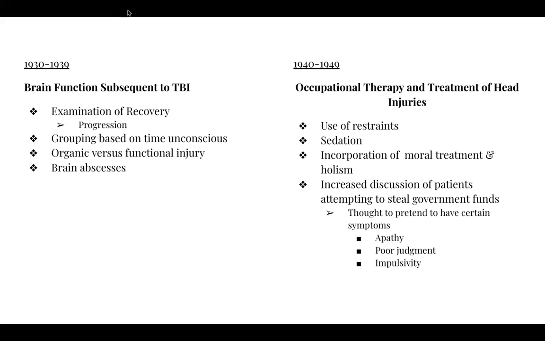However, the same treatment was sometimes not provided to patients with symptoms such as impulsivity, apathy, poor judgment, and poor affect. Often doctors believed that these patients were pretending to have symptoms in order to receive funds from the government. So that is a trend that did continue into the 1940s as well. Now we'll continue into the next decade.